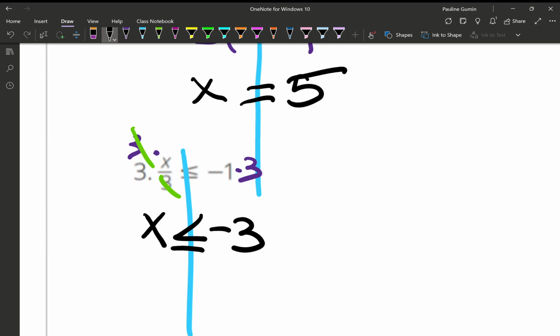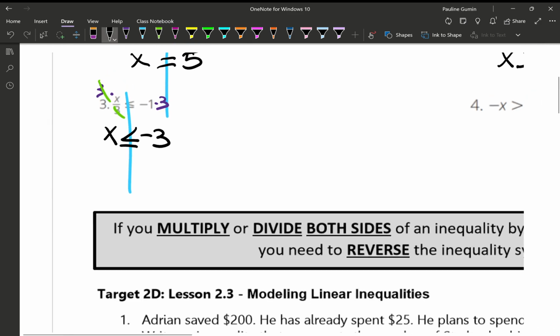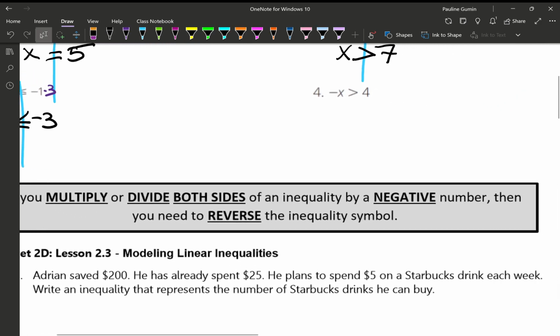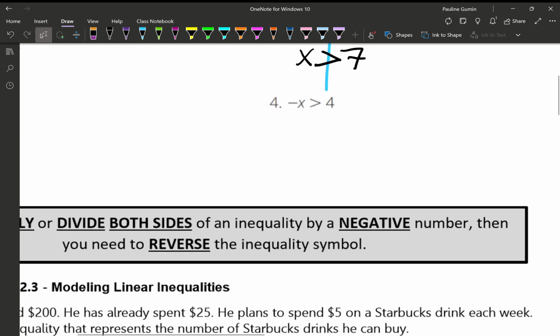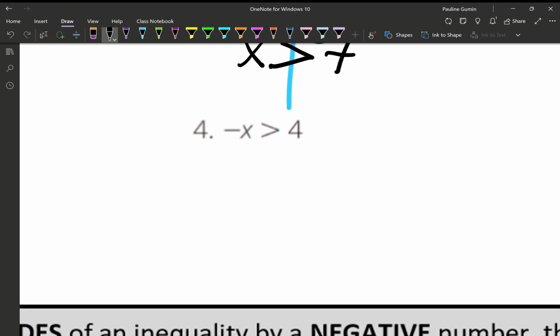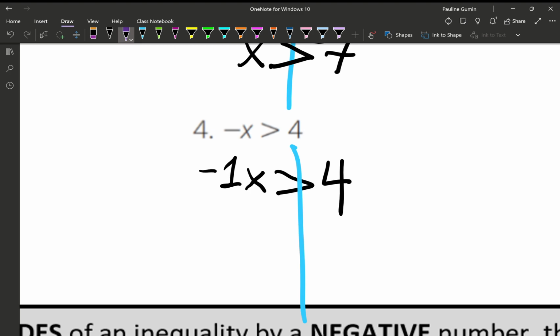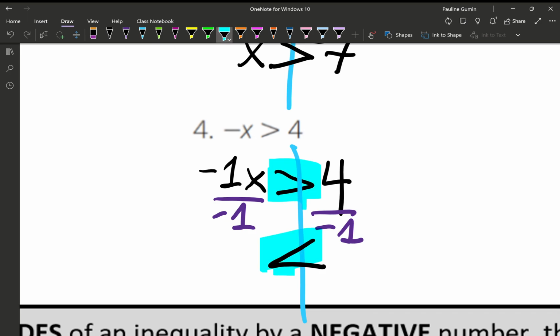Now the fourth warm-up I have here pertains to this special rule. If you multiply or divide both sides of an inequality by a negative number, then you need to reverse the inequality symbol. So for number 4, I'm going to rewrite it. Negative x is actually negative 1x is greater than 4. Now, we are going to have to divide both sides by negative 1 in order to get x by itself. Since I'm dividing by a negative number, my symbol must flip. I do that immediately so that I don't forget. So we've got x is less than negative 4.